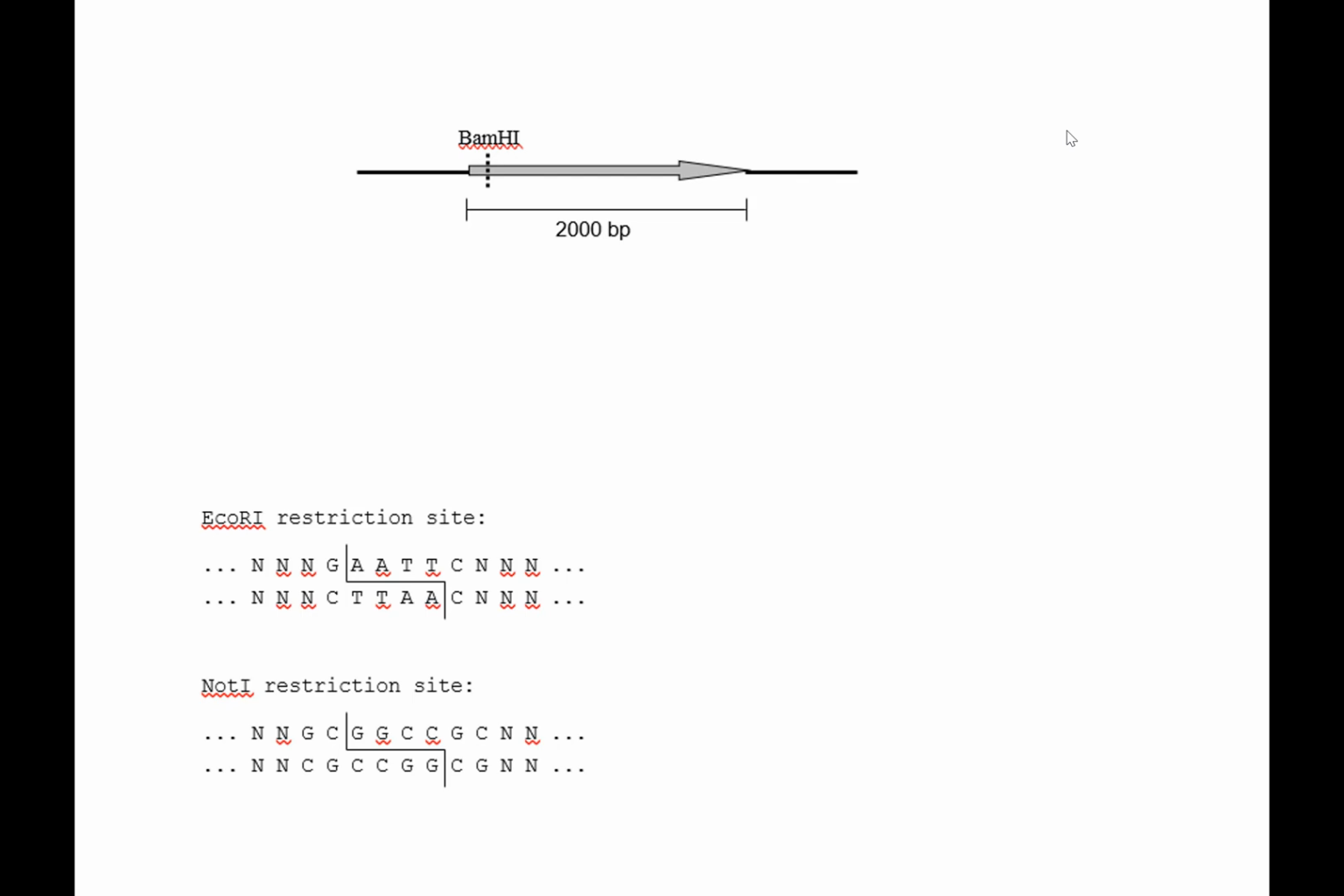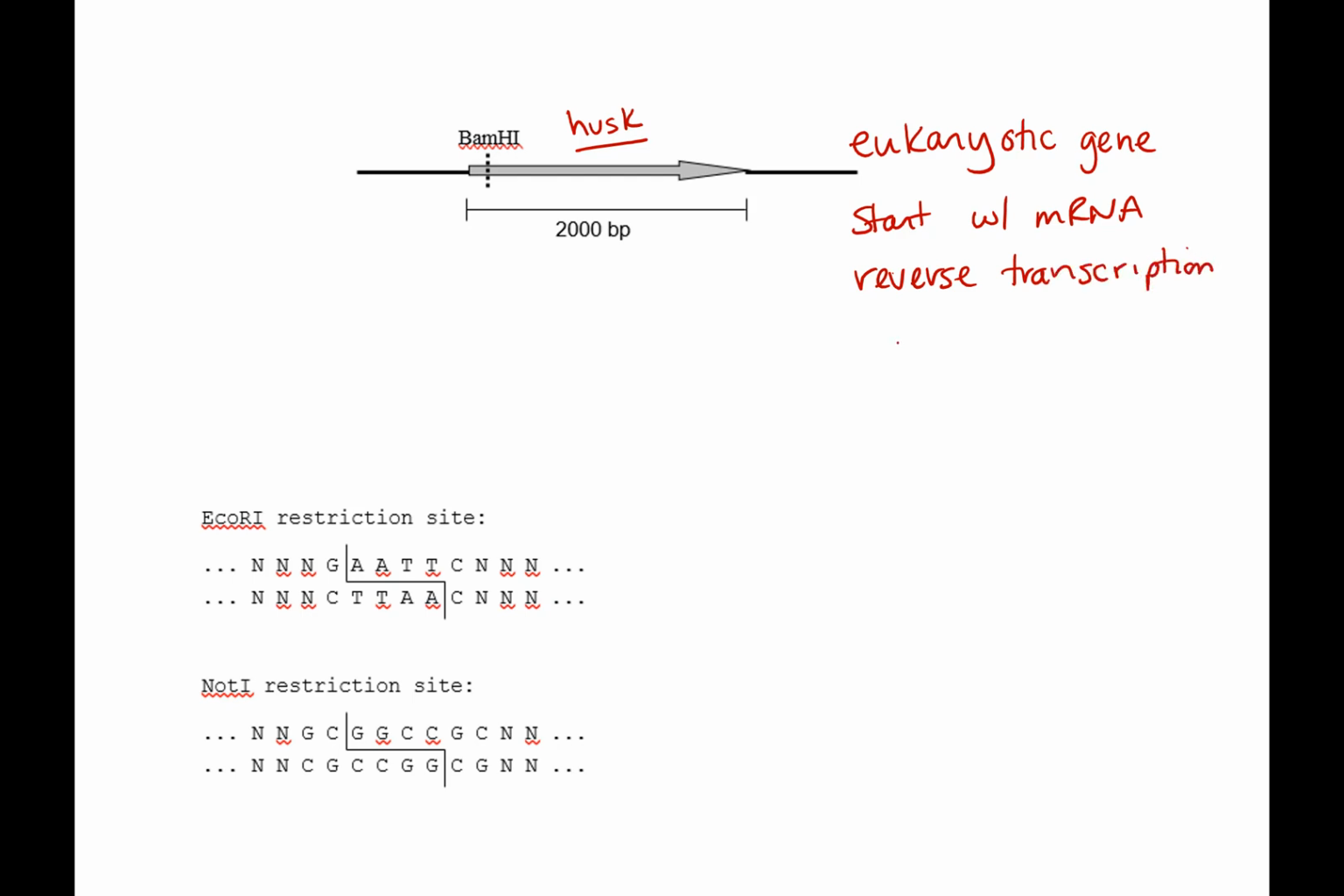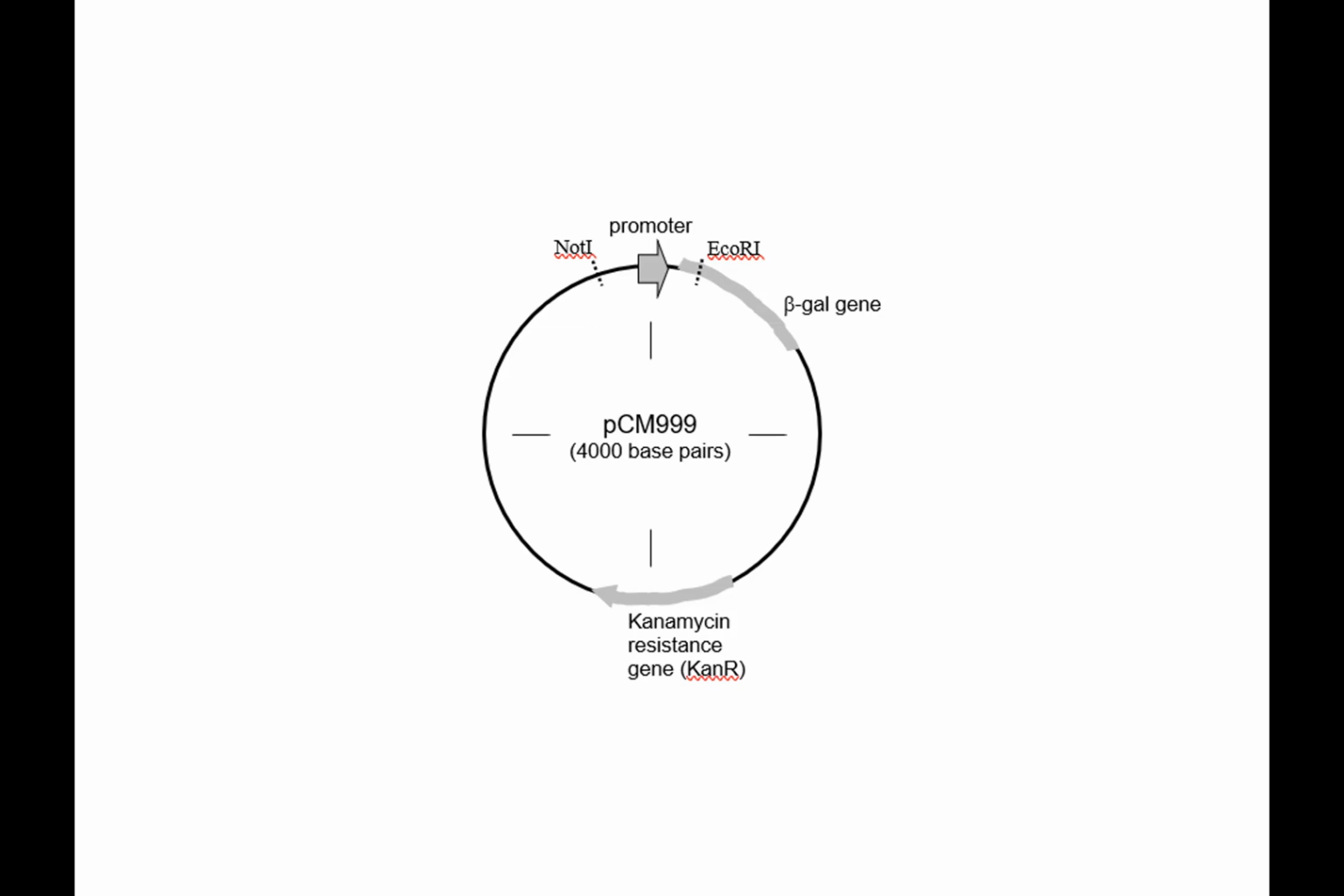Then you had a little bit harder question that talked about cloning in this husky gene from a wild dog, but this is a eukaryotic gene because dogs are eukaryotic. So you need to start with mRNA and do reverse transcription. So remember that that is taking the mRNA and making it into a copy of DNA. You always want to work with DNA. Okay. But this is your vector that you're going to clone into.